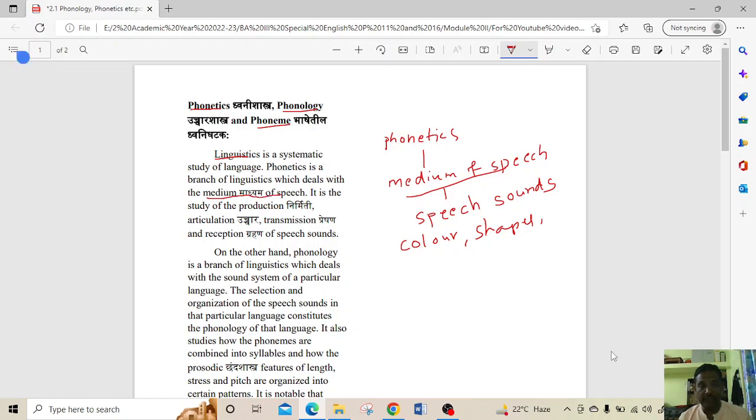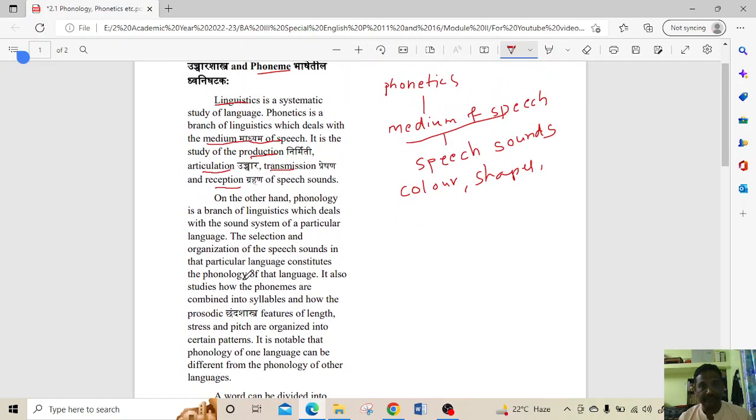So how do we produce these speech sounds? How do we articulate? How do we utter them? How do we transmit them from speaker to listener, and how are they received by the listener? So all these things come under phonetics. In Marathi it is called Dhvani Shastra.